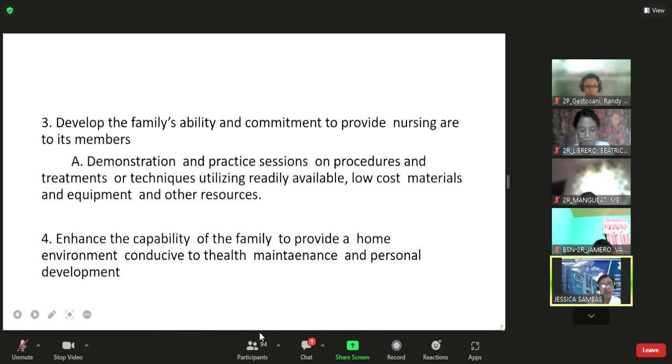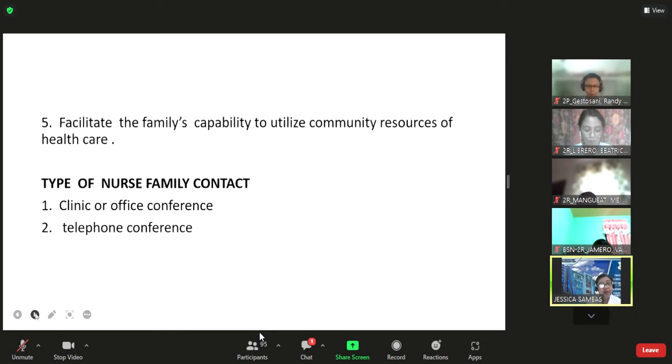So ito na yung sinasabi kanina ni Sir, nasa anong domain na ito? Psychomotor na po talaga. Then, enhance the capability of the family to provide a home environment conducive to health maintenance and personal development. Because they failed to provide a home environment conducive to health and maintenance. So, ito very common problem. Home and environment po talaga.